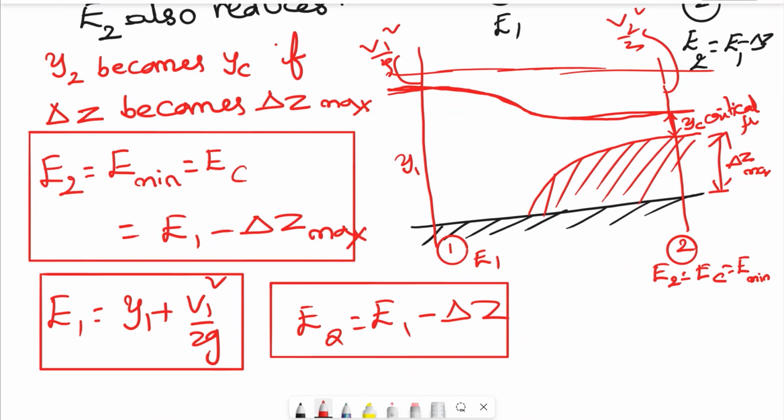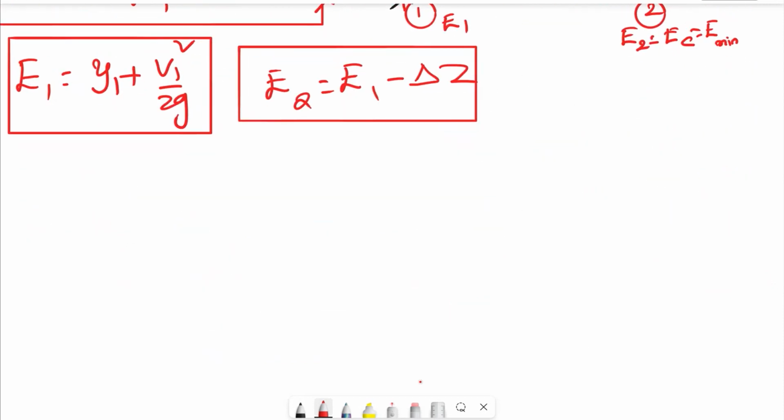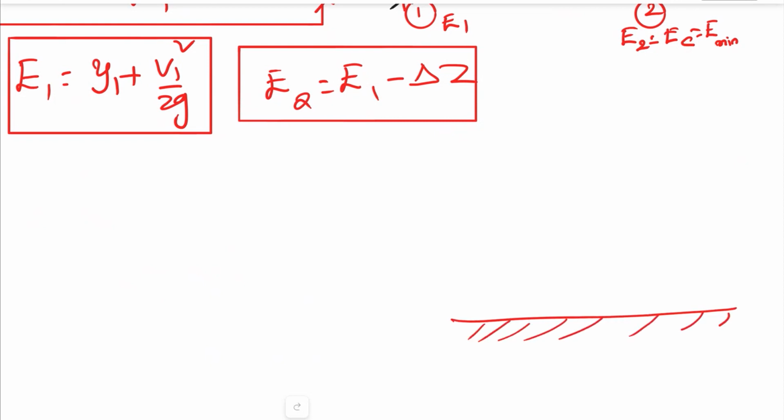But out of curiosity, you may have a doubt: sir, now if I increase this delta Z maximum still further? For example, suppose now I am telling you, this is the floor, and this is the hump.